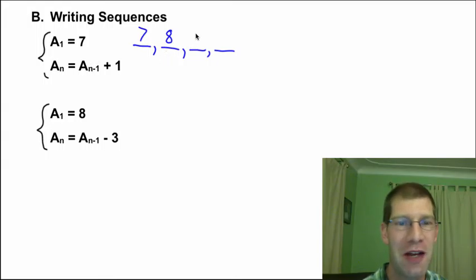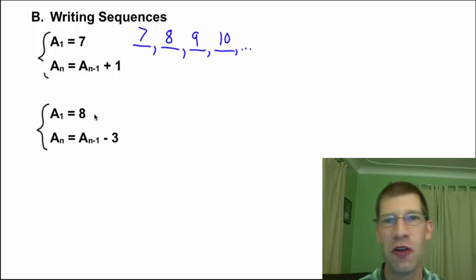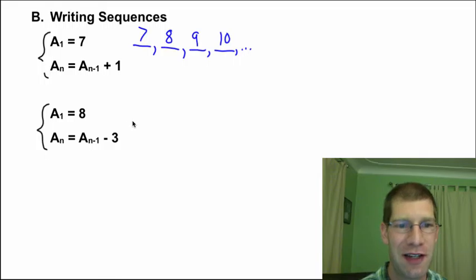Alright, so if we're adding 1 every time, so the next term then is going to be the one before, the 8 plus 1, so 9. The fourth term is going to be the one before, the 9 plus 1, so 10. And so on. You don't need to put in the blanks. I just think it's sometimes nice to know kind of what you're aiming for.